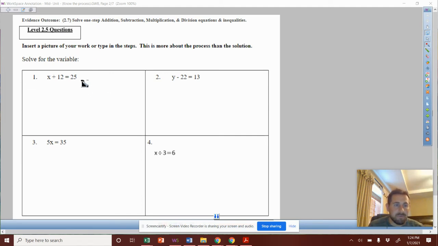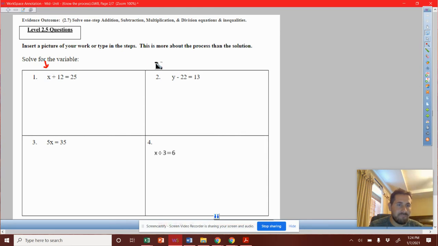So inverse operation, our goal is always to get that variable, wherever that variable is, by itself. And there's always, in these problems, something bothering it, something attached to it, and you need to undo that process to get it just to be the variable by itself. So you have all operations here.